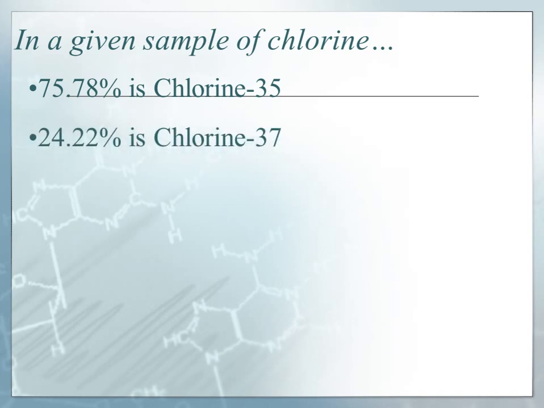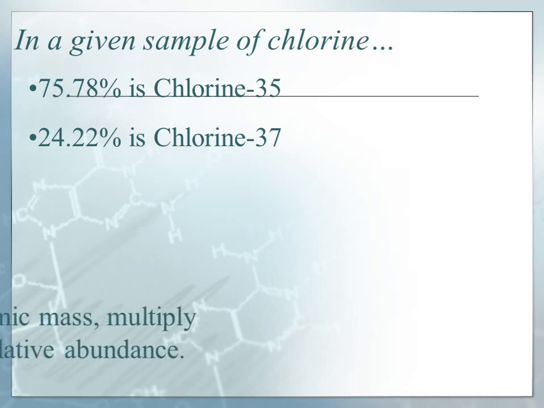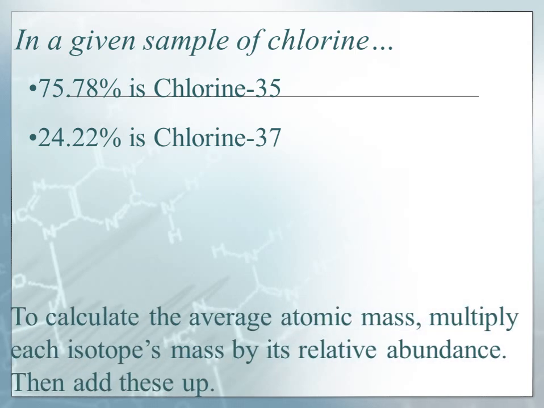So if we take, for example, chlorine. Chlorine has two main isotopes, chlorine-35 and chlorine-37. And the percent abundances are, as you see here, 75.78% chlorine-35 and 24.22% chlorine-37. Now, the first step in order to determine the average atomic mass of this element is to take the percent abundance times the mass number for each isotope. Once you get those numbers, then you want to add these up.